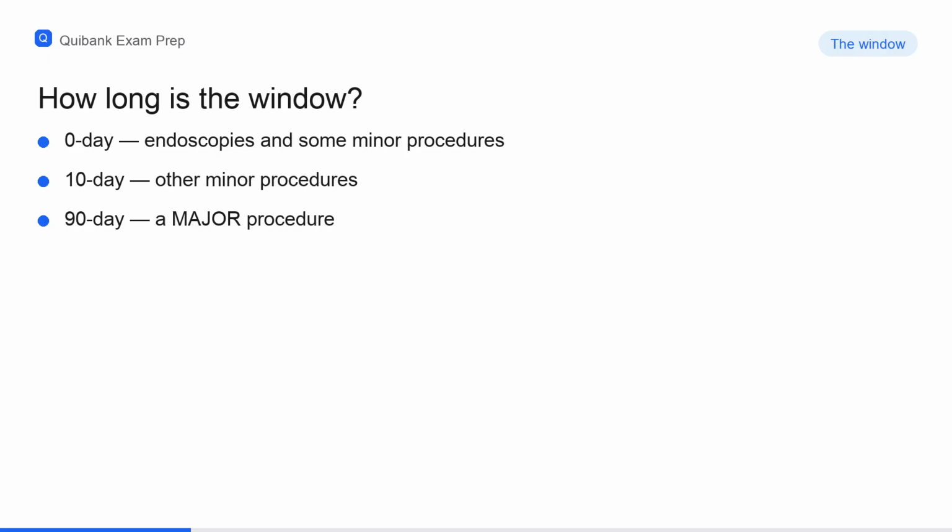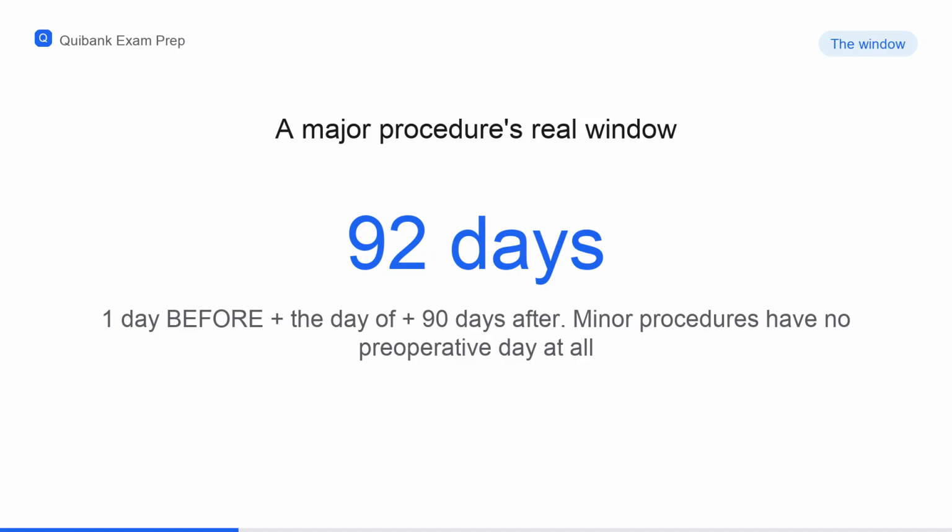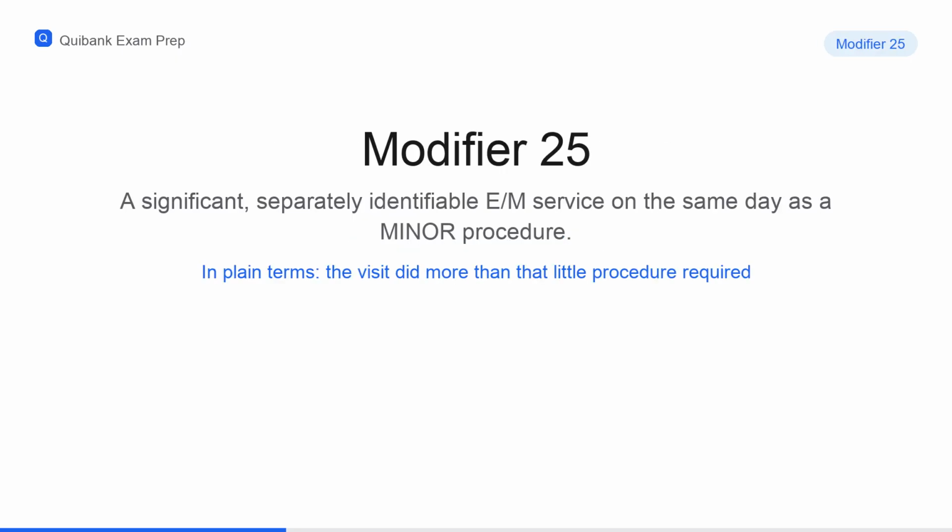So you need to know how long the window is, and that depends on whether the procedure is minor or major. A 0-day global period covers endoscopies and some minor procedures. A 10-day global period covers other minor procedures, and a 90-day global period means a major procedure. There is one detail inside that 90-day window that decides an entire exam question. A major procedure's global period also includes 1 day before the surgery. So the full window is 1 day before, the day of, and 90 days after. 92 days in total. Minor procedures have no preoperative day at all, and that single difference is what separates two of our three modifiers.